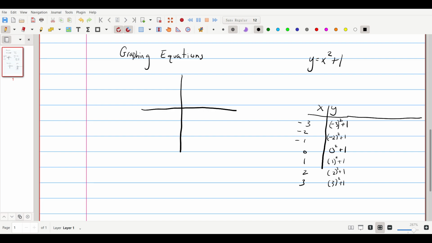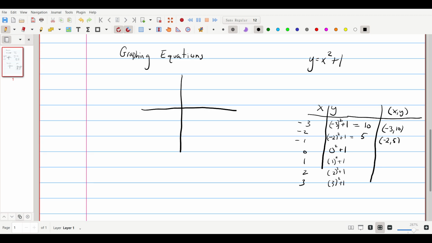So if we plug in -3, -3 squared is -3 times -3, which is 9, plus 1, and so 10. And so our ordered pair is going to be -3, comma 10. Okay, and then for the next one, -2 squared, -2 times -2 is 4, plus 1 is 5, so our point is going to be -2, comma 5.